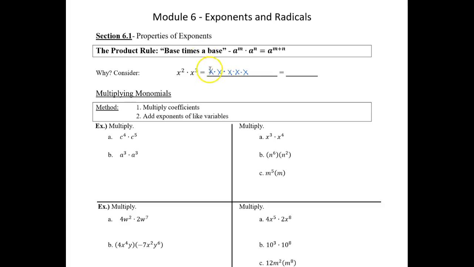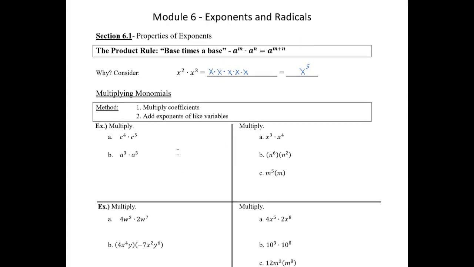Now if I was just given this piece here and I hadn't seen that at all, and you were asked to write this exponentially, you would say, well, there's 1, 2, 3, 4, 5 x's being multiplied together. So x to the 5th. As you can see, what we end up doing is adding the number of x's here to the number of x's there to get x to the 5th. So 2 plus 3 gives us 5. That's the rule: when we're multiplying a base times a base, you add the exponents.